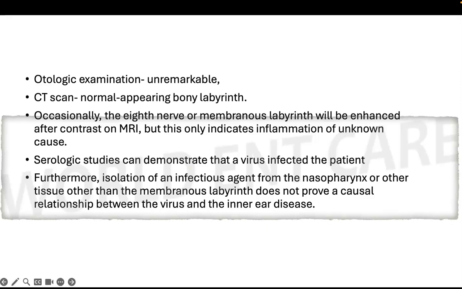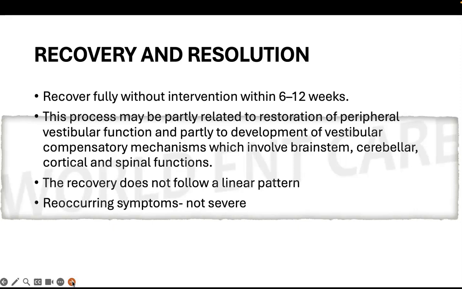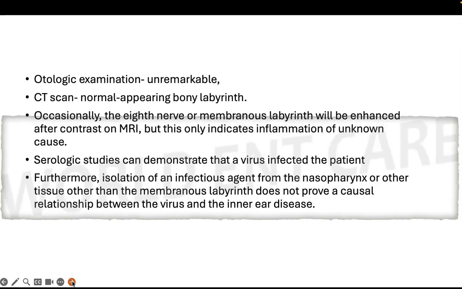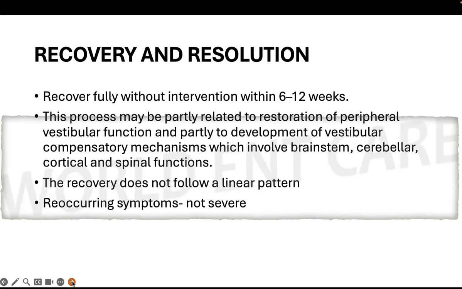So serological tests to rule out virus infections are not necessary here. So then, about the recovery and resolution. Like we saw in that Coates criteria, the symptoms will subside in 6 months.